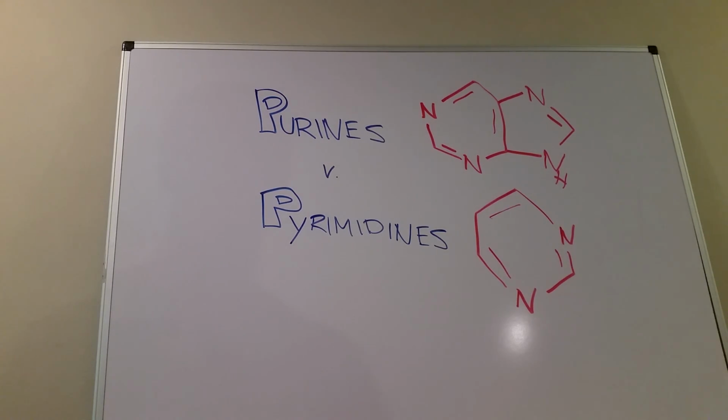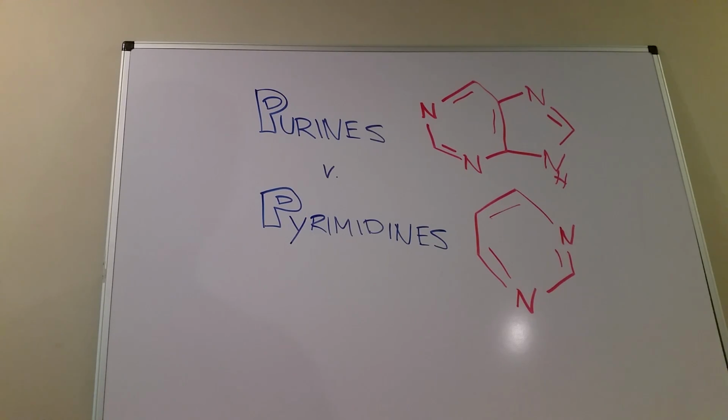High yield for boards, especially for review purposes, and very high yield for those taking a genetics course or a basic science course. This video is going to cover the differences between purines and pyrimidines. It's also going to talk about what the heck those two things are, for those of you who might have forgotten that. So to start, what are purines and pyrimidines?